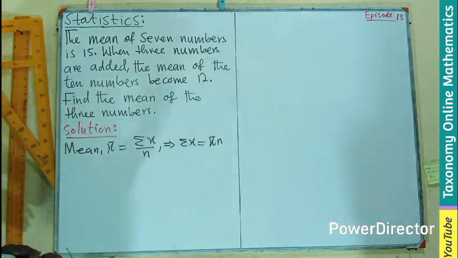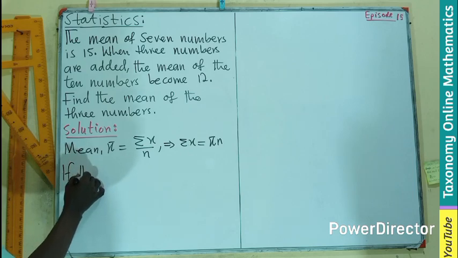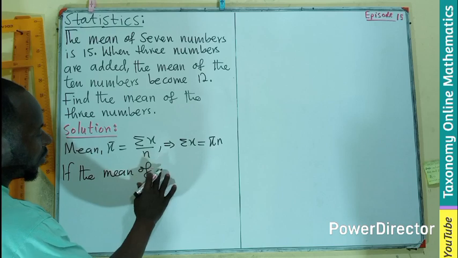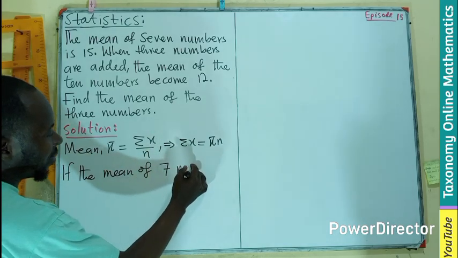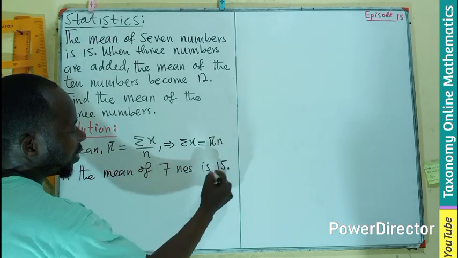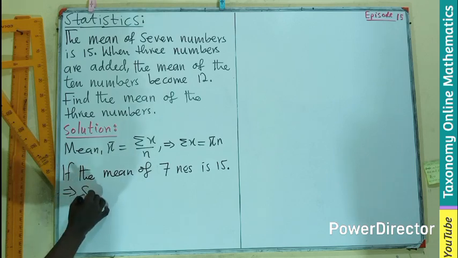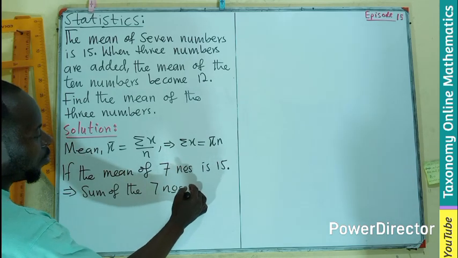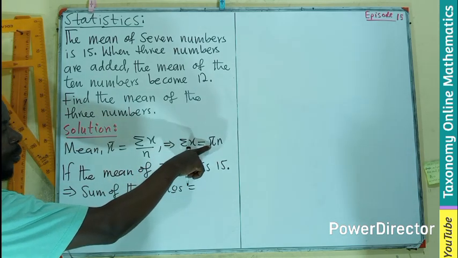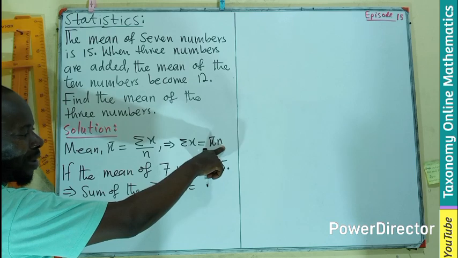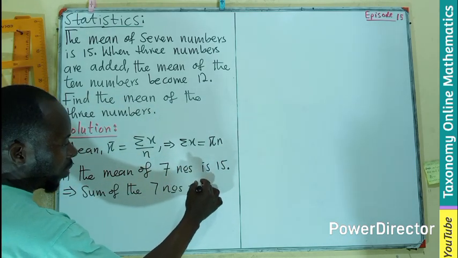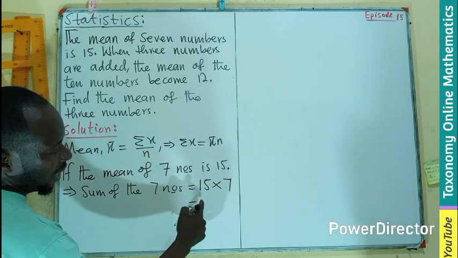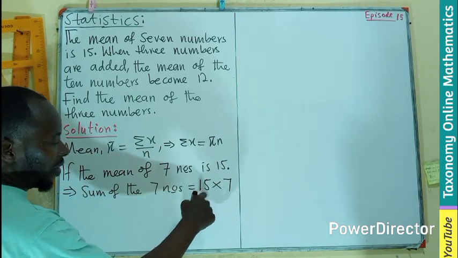So I can say that if the mean of 7 numbers is 15, then that implies that the sum of the 7 numbers will be equal to the mean times what? The number of them. So the mean is 15, times the number, which is 7. And I believe this will be 105.